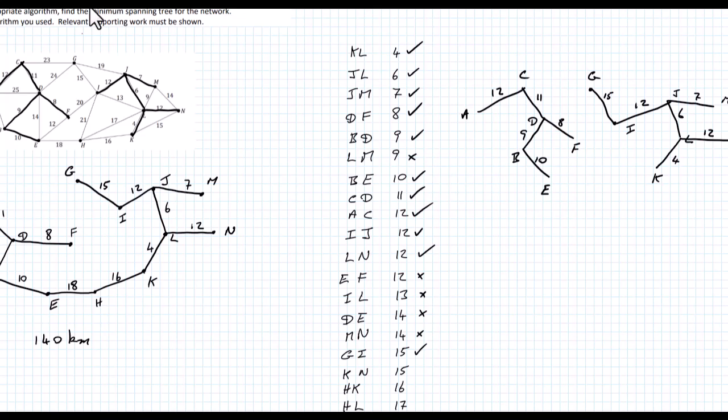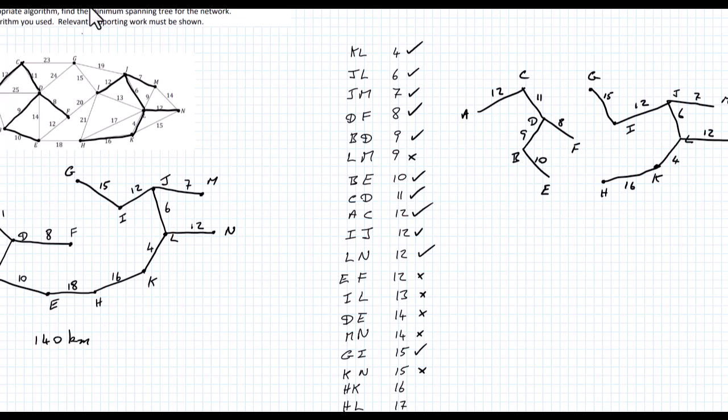K to N is the next one. So we have K out here, and we want to bring that up to N, so that would be up along here. So again, you can see that's going to cause a cycle, so we don't include that one. H to K is the next one, so H to K is along here. We can do that one, so H is here, K is here, and that has a distance of 16 kilometers.